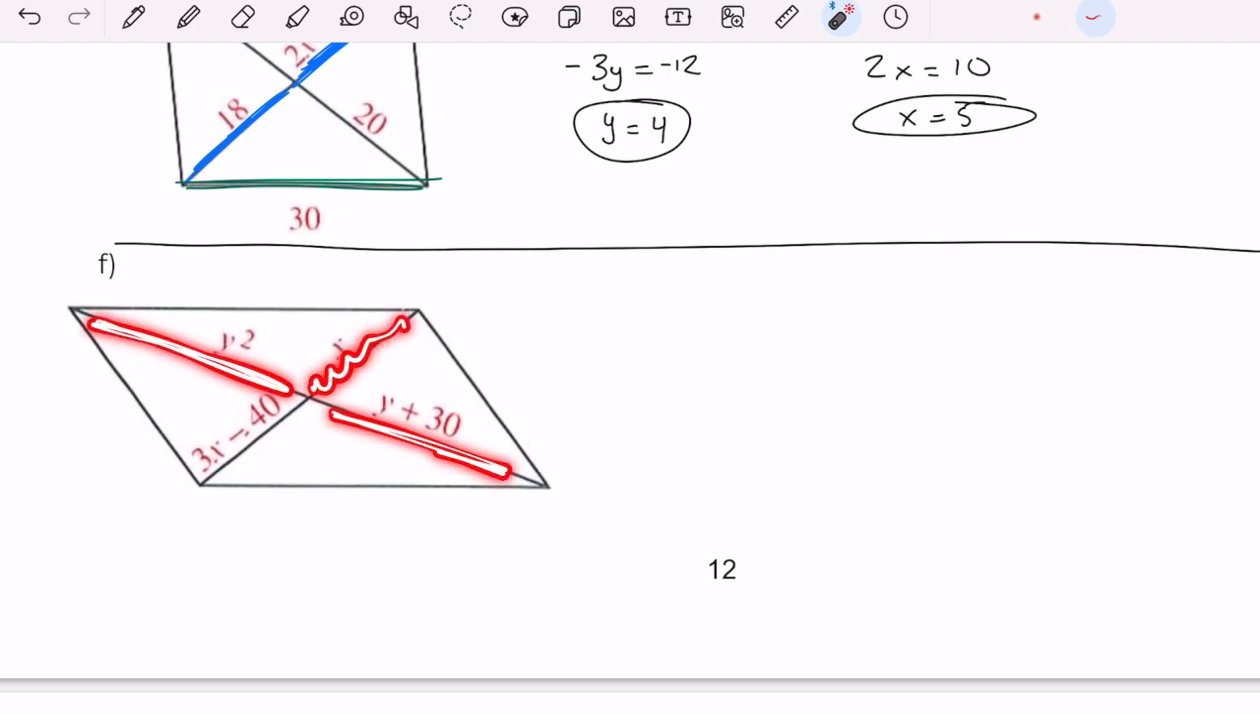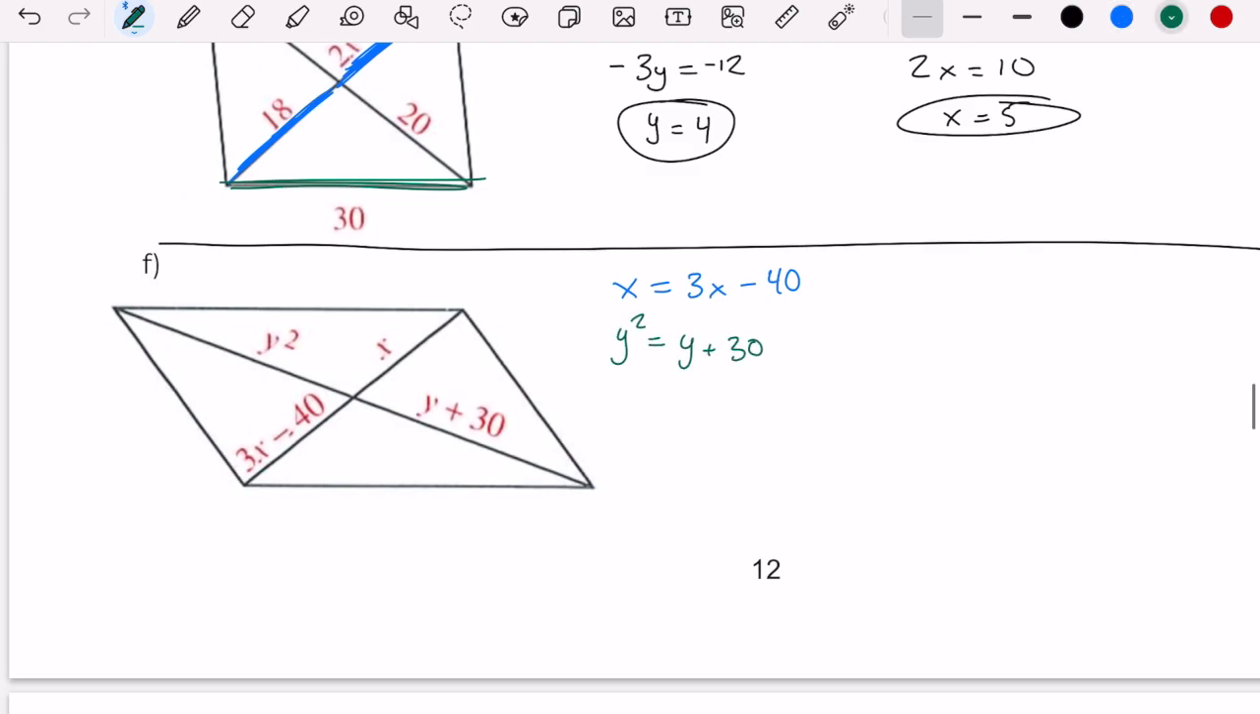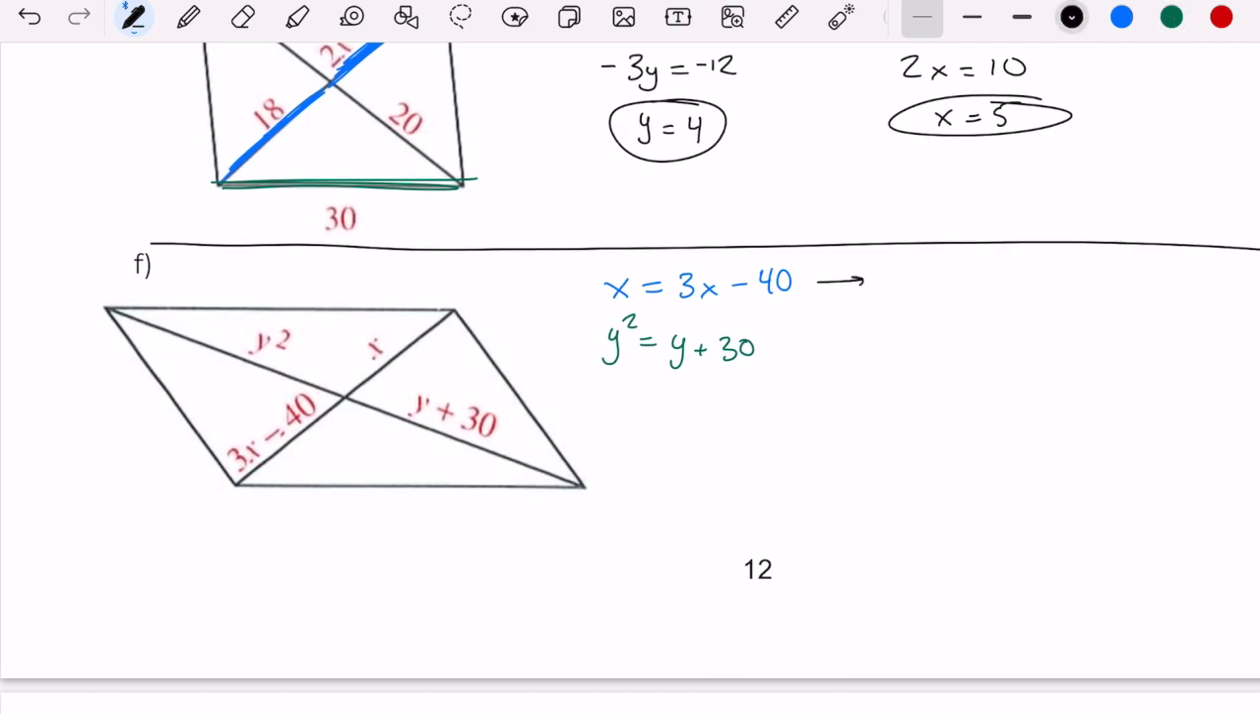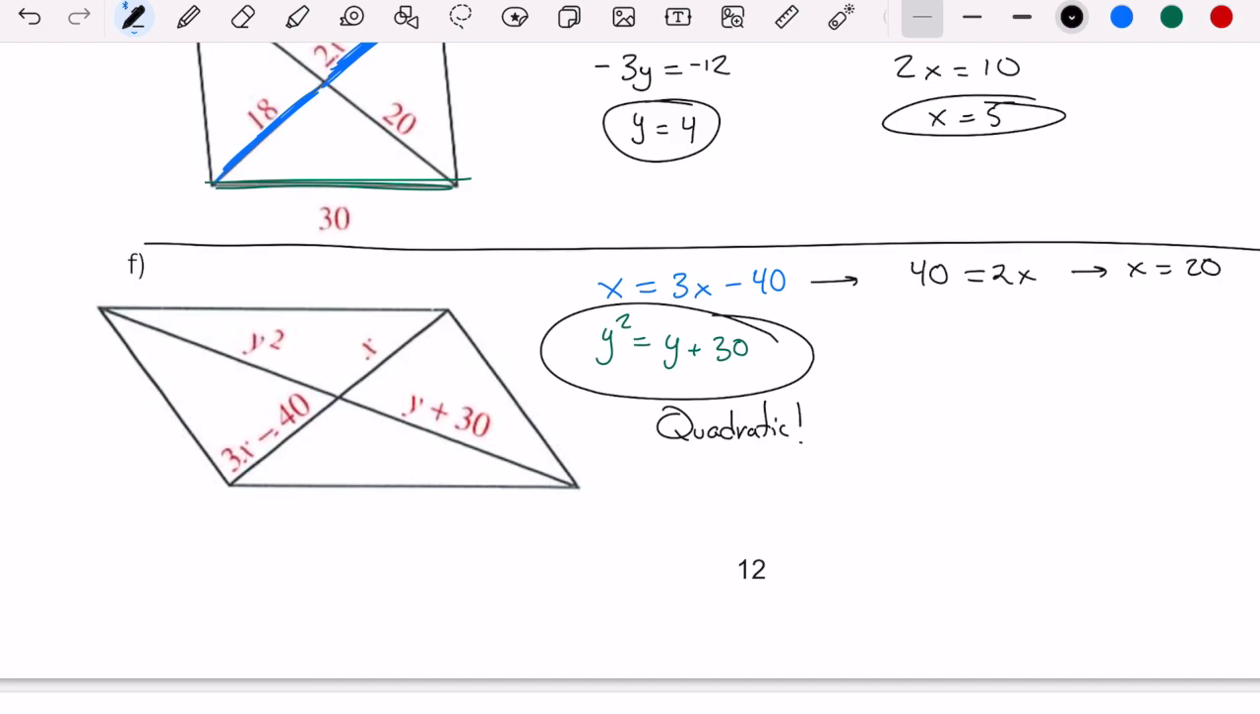The last one, again, we have diagonals being bisected. So this is the same as this, and this is the same as this. Let me put it with colors. So x equals 3x minus 40, and y squared equals y plus 30. Very nicely, this is not a system of equations because the equations are independent, uncoupled. So I just have to subtract x from both sides and add 40, so 40 equals 2x, x equals 20.